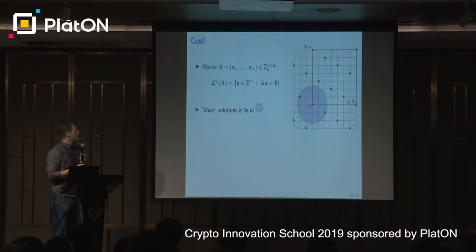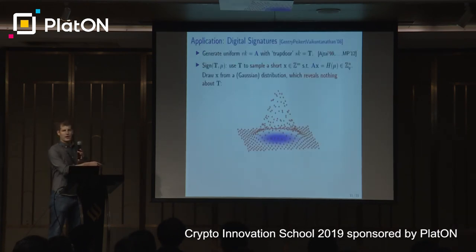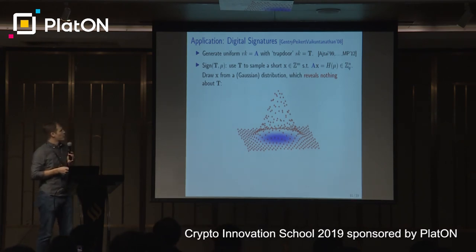So on the previous slide, I showed you this lattice of L perp. If you take this lattice and shift it in various ways, you get the set of all solutions to AX equals some fixed hash value. So what we'll do is we will draw X from a Gaussian distribution over all possible solutions. And a nice fact about the Gaussian is it's very concentrated. So with very high probability, you get a short vector X when you draw at random from this kind of distribution.